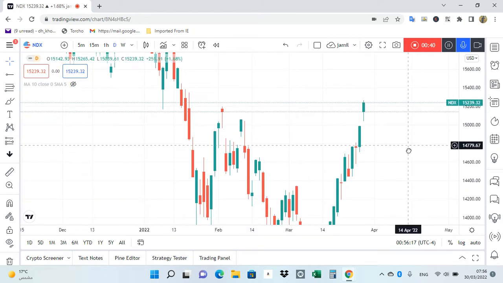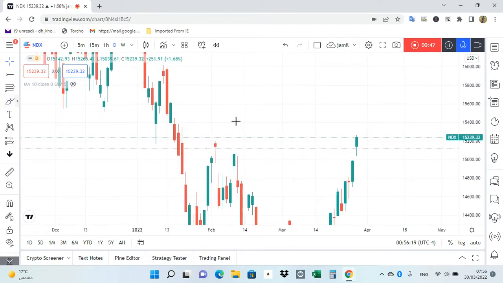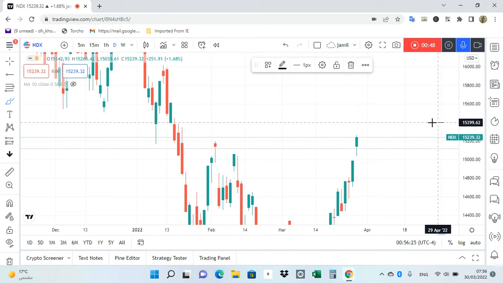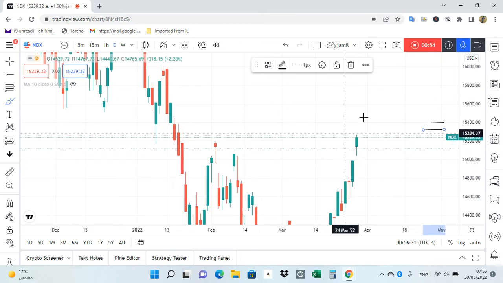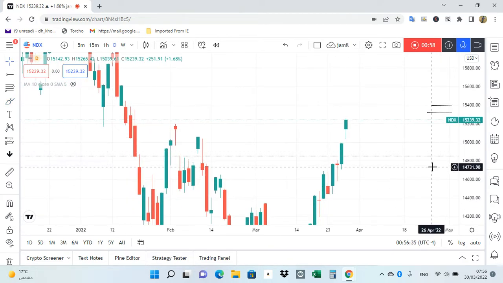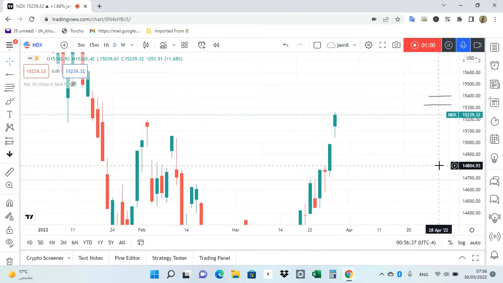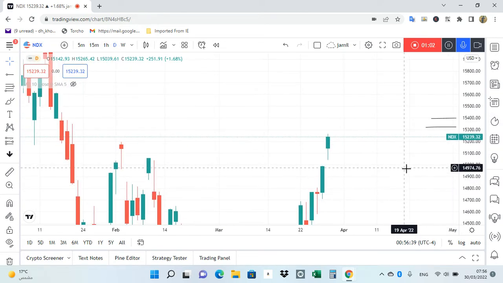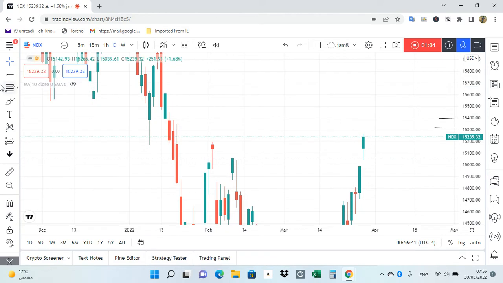The first thing we have to keep in mind is that this is a buyer and seller game. So the round level is very important. It will be the resistance in this condition, and this will be the range of 15,400 and 15,300 or 350. This will be the range where the market may take resistance.